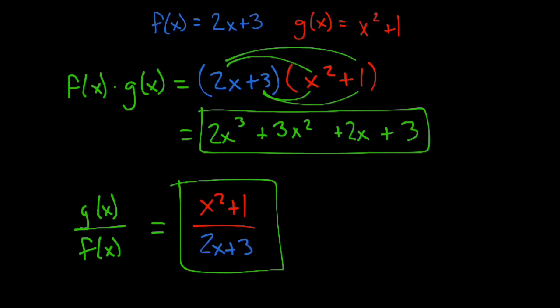But if we had something that we could pull out of the top, or factor on the top and factor on the bottom, and then we have something in common on top and bottom, then we can go ahead and reduce that and simplify it a little bit.